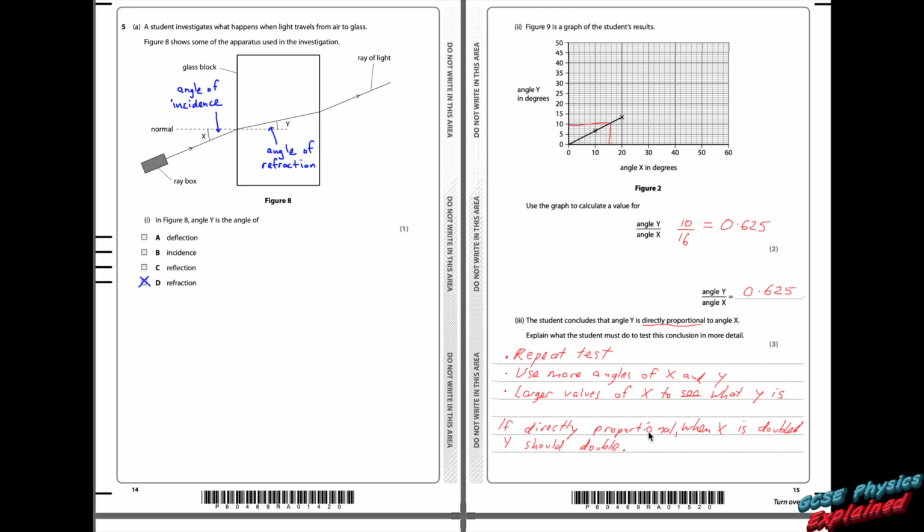And if it is directly proportional, when X is doubled, Y should double, as well as going through 0, 0, which we can see it already does. Okay? That's great. And directly proportional, it would also mean if you were to make X 3 times bigger, Y should get 3 times bigger.